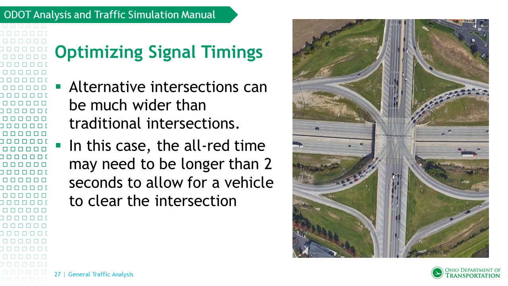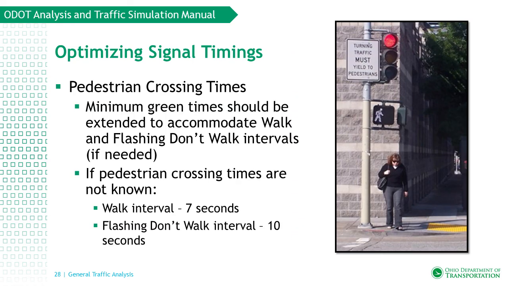Alternative intersections such as single-point urban interchanges and diverging diamond interchanges can have a much wider intersection than traditional intersections. In these cases, the all-red time may need to be longer than 2 seconds to allow additional time for a vehicle to clear the intersection. The minimum green times should be extended to accommodate walk and flashing don't walk intervals if required. Refer to Chapter 1 for more information on when pedestrian timings should be included in the analysis. When pedestrian intervals are not known, assume 7 seconds for the walk interval and 10 seconds for the flashing don't walk interval.